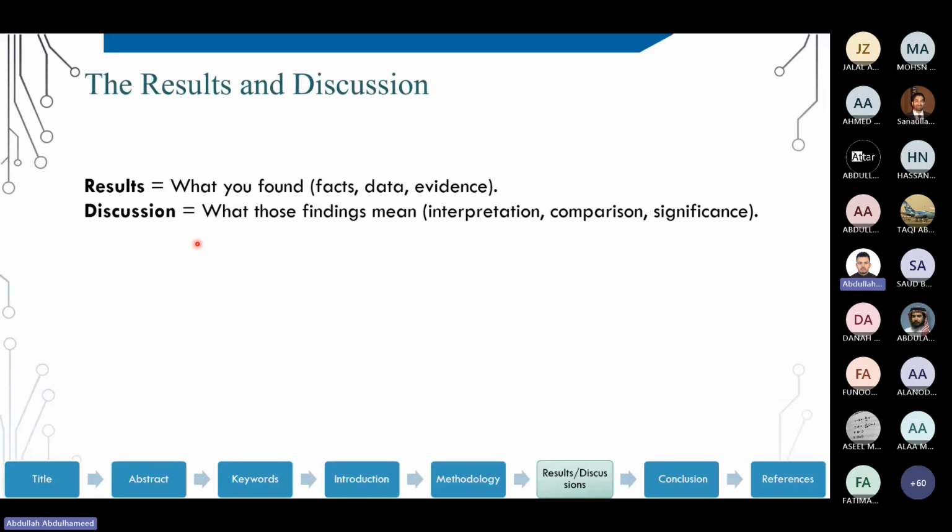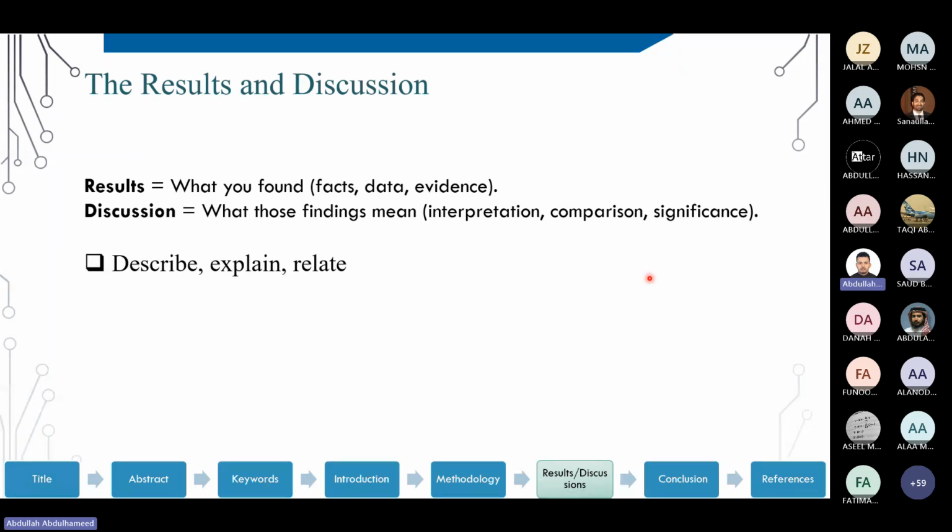So the discussion is what those findings mean. Now you have a lot of results, you have a lot of data. So what do those findings or those data mean? You have to analyze them, and you have to explain to the reader what the results mean to you and maybe to the readers. And maybe you support the things that you say with references also. So it can be interpretation, and it could be comparison, like you compare your result with previous studies, and it can also be significance for the readers and for you also.